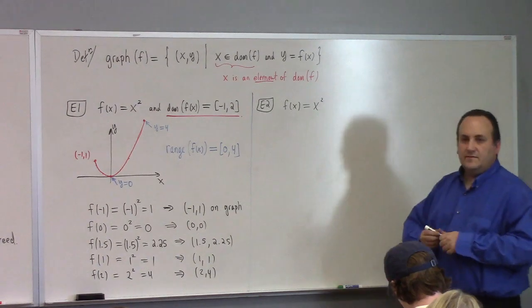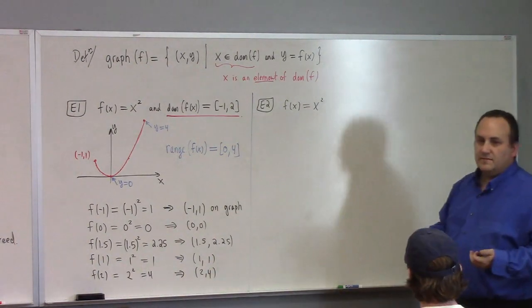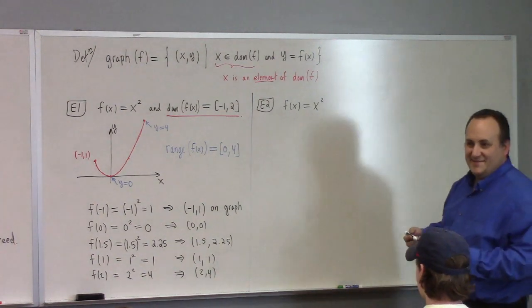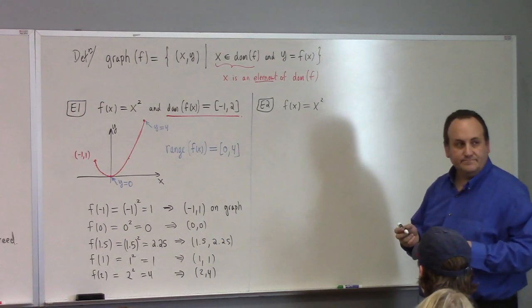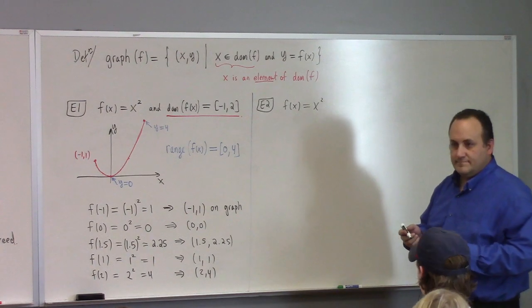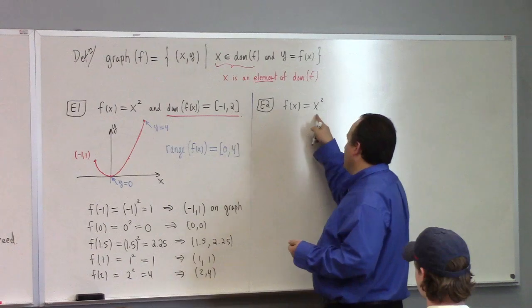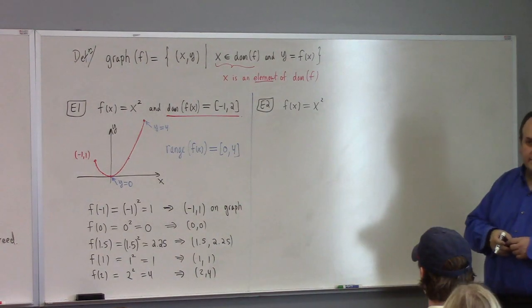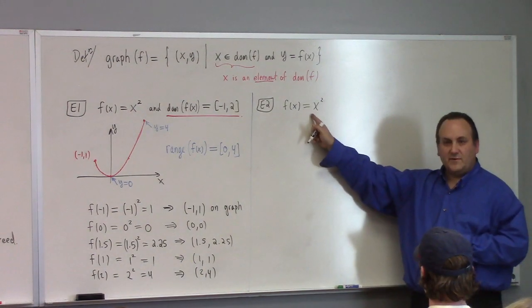Now, example 2 is just f of x equals x squared. So what's my domain now? Anybody? Domain. Let me restate it in a form that's easier to answer. What is the set of all x for which this formula makes sense? Let me state it in a different way. Is there any x which this formula breaks for?